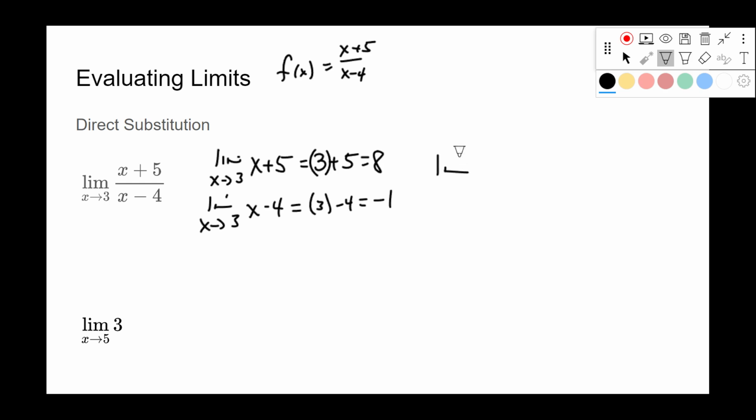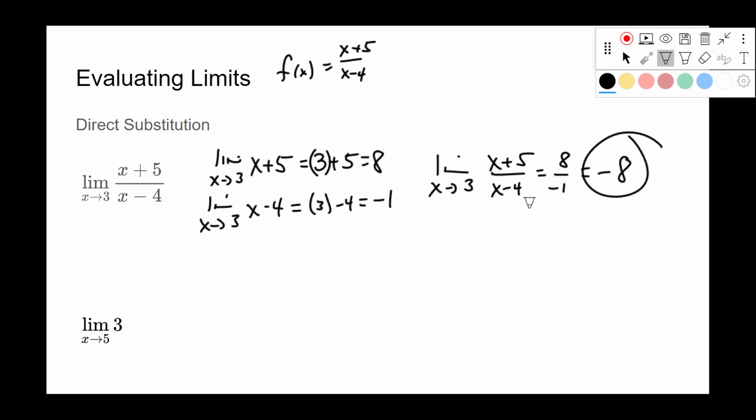And then that means that the limit as x goes to 3 of x plus 5 over x minus 4 is actually equal to 8 over negative 1, which is negative 8. And that is the limit. So again, what does this mean? This means that on the function f of x equals x plus 5 over x minus 4, if I were to graph that function, then as x approached 3 from both the left and the right on that graph, the y value would be getting closer to negative 8.